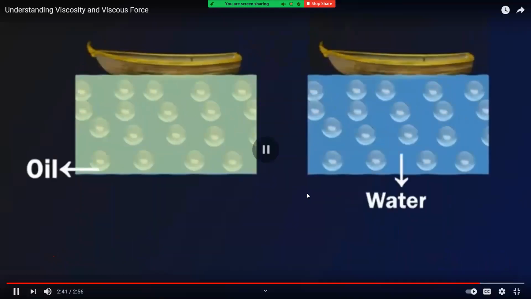Don't get confused about this. Suppose we drive a boat in oil, and in another scenario we drive the boat in water. Which needs high force? The oil molecules have high force between them. So if you want to move the first layer of molecules in oil, we need high force and high energy, because there will be high viscous force, or high attraction force between molecules, compared to water.